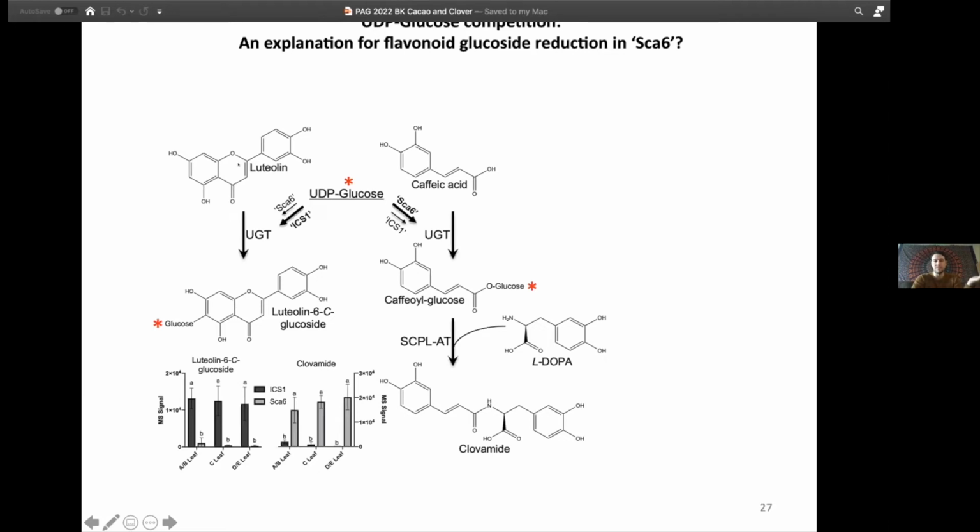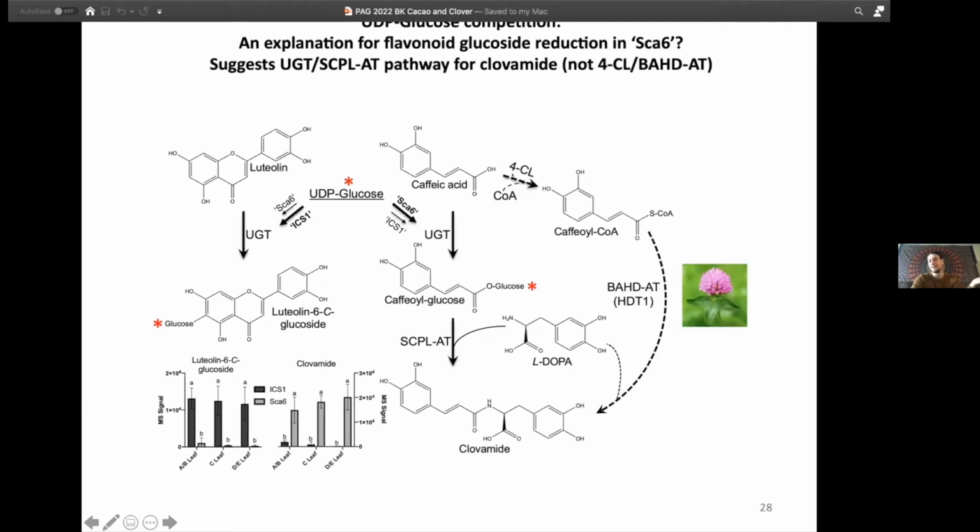So luteolin to luteolin glucoside, for example, because you add a glucose here. And both UGTs for both of these reactions are going to need this co-substrate. So maybe that's why we see this much higher accumulation of flavonoid glucosides in ICS1 relative to scavina-6, whereas scavina-6 makes a bunch of clovamide. And again, this is in contrast to the BAHD-acyltransferase pathway, where there is no glucose involvement at all.